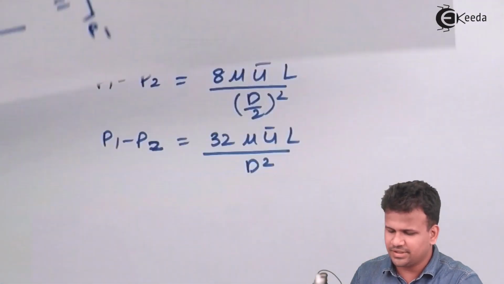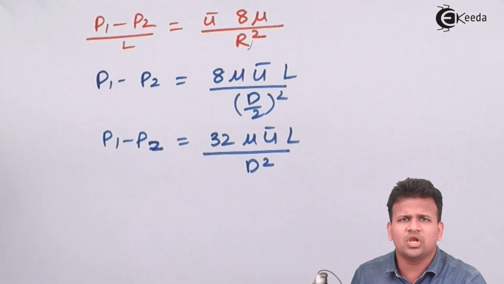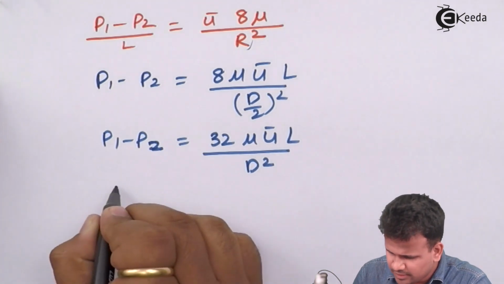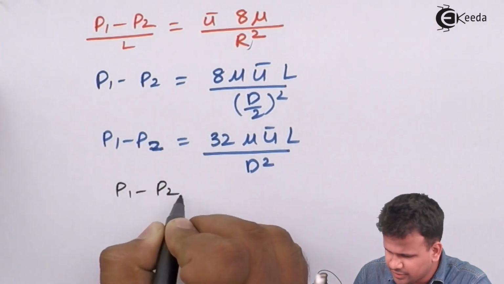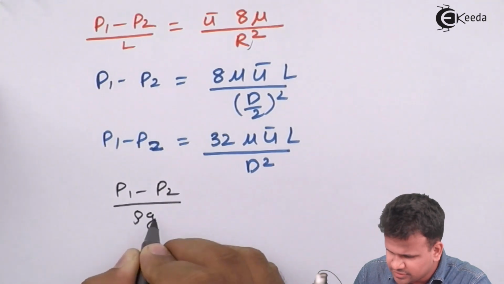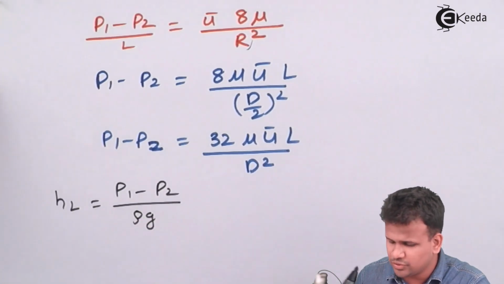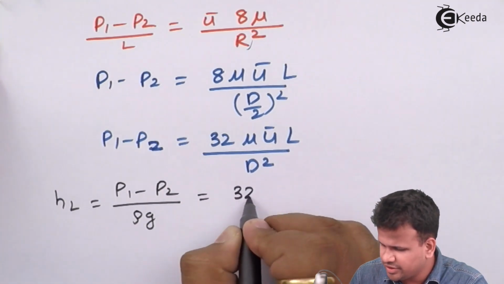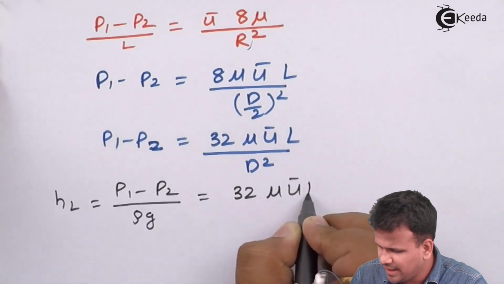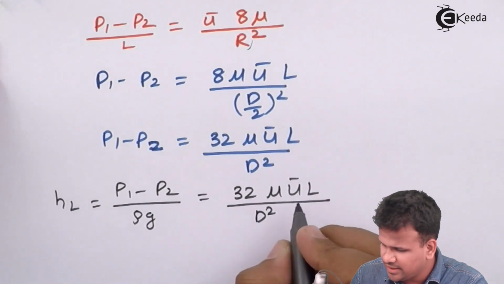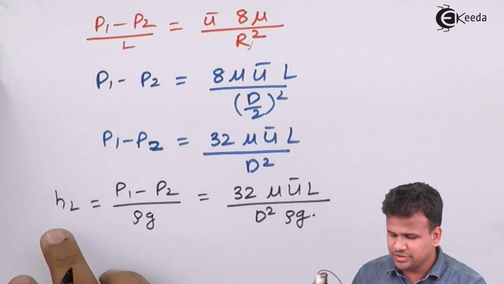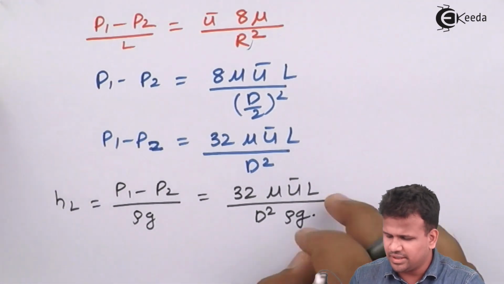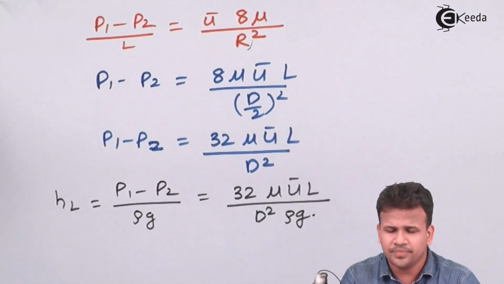Now let us study this further in terms of head loss. Head loss is defined as P1 minus P2 upon rho g. So this is called head loss due to pressure. So the head loss due to pressure will be given as 32 mu U bar L upon D square into rho into g. So the head loss due to the change in the pressure will be given as this entire term.